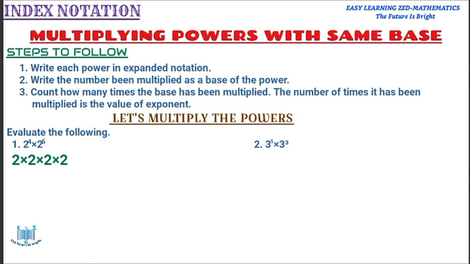Okay, so we're going to multiply 2 by 2 by 2 by 2. So we're going to multiply 2 by itself 4 times. That's what we have done.